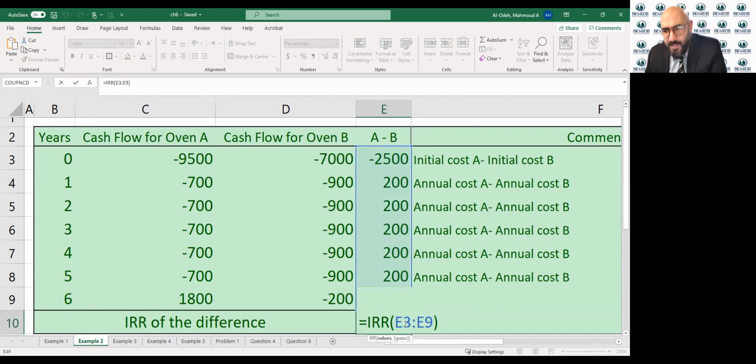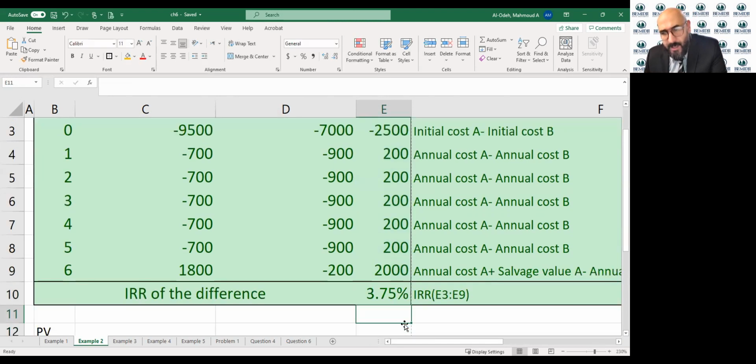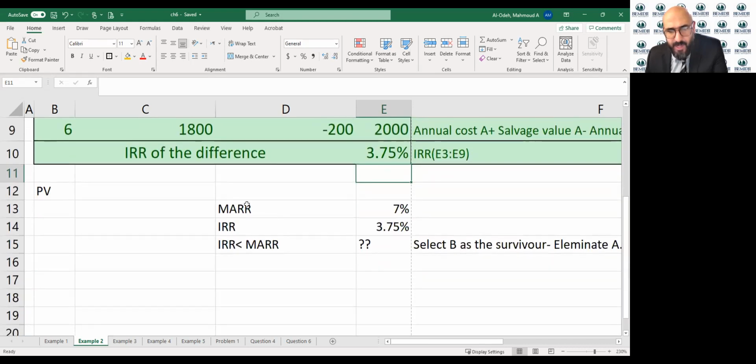And now we use the IRR function to find out the result of the incremental analysis, and we find that 3.75 is the result. That result does not mean anything by itself; it does not say that you should select A or B. However, we have to compare this result with the MARR, which is 7%. Now, which one is bigger? The 7% is bigger, therefore the IRR is less than the minimum acceptable rate of return. Based on the rules that we've learned, we select B as the survivor and eliminate A; we don't use it.